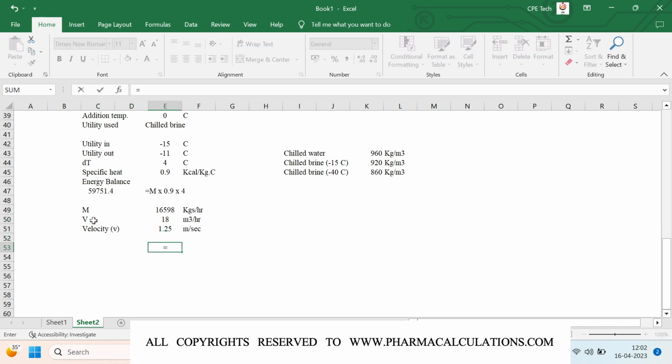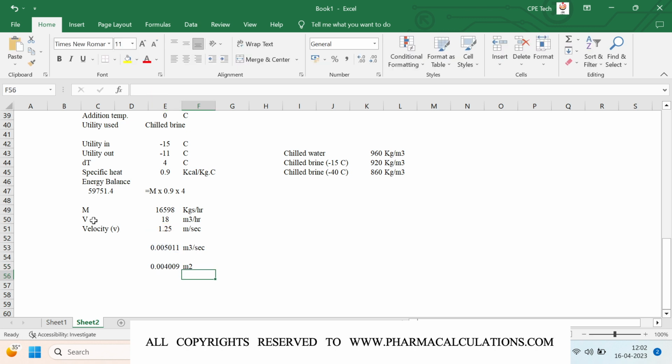So this is going to be 18 divided by 3600. So this is going to be in meter cube per second. Now let's divide this volumetric flow rate with the velocity. So you are going to get the cross-section area. This is in meter square.